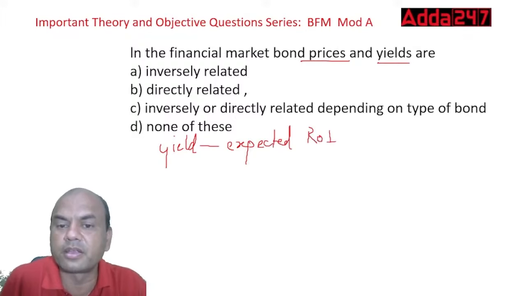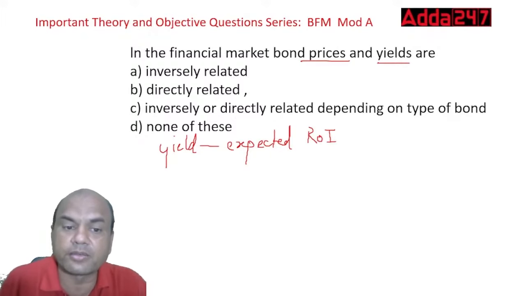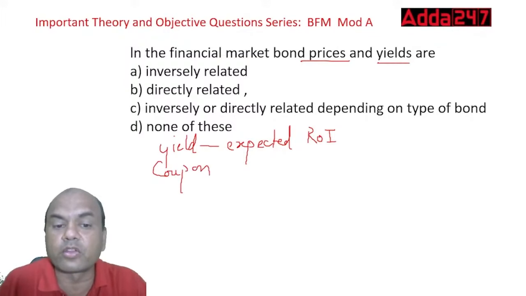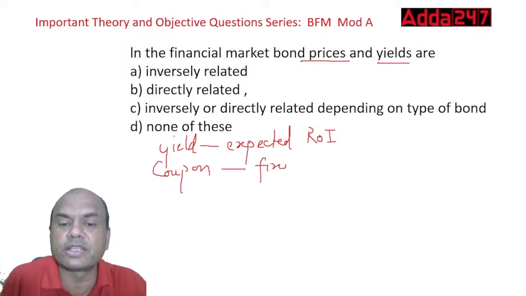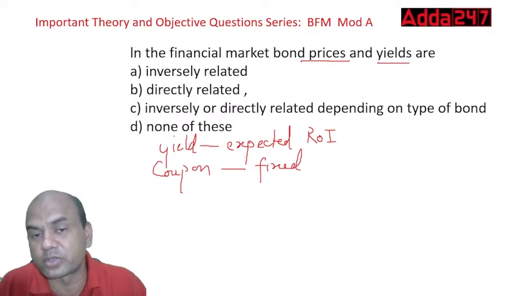Okay, that is yield. There are two rates always in any bond. One is coupon and second is yield, right? So coupon is always fixed. Once it is given, it's fixed. You can't change it. But this yield goes on changing. Expected rate goes on changing.